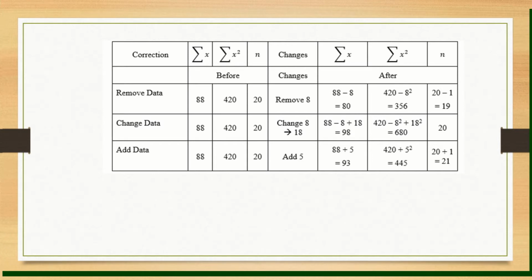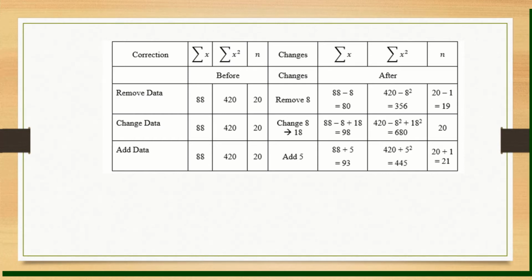Now, if you're changing data, meaning you're going to take out something and you're going to add something back in. You're going to take out one data and replace it with the other. So what will happen? Basically, you take out and add back what you want. So for your sigma x, 88 minus 8. Do you see that? Because you're going to remove 8 and you add 18. I understand you can add 10. There is a difference there. The difference is 10. The extra, you just add 10.